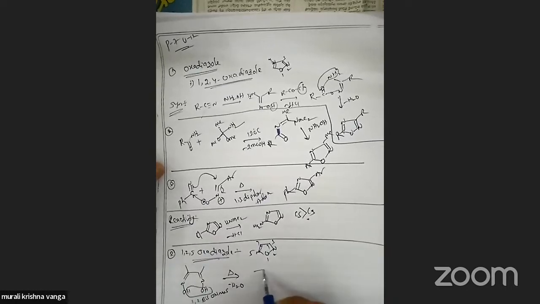This 1,2-bis oxime, in the presence of heating, undergoes loss of water molecule. The product is 1,2,5-oxadiazole.